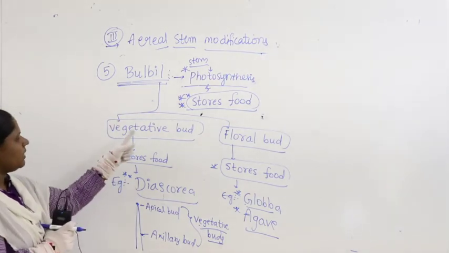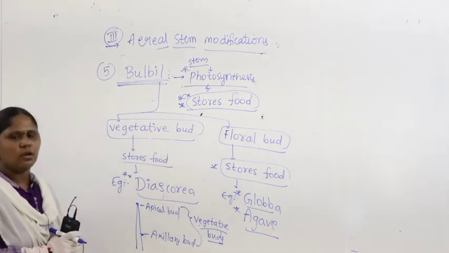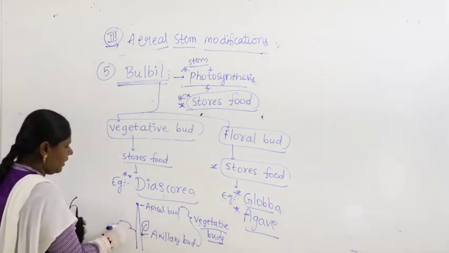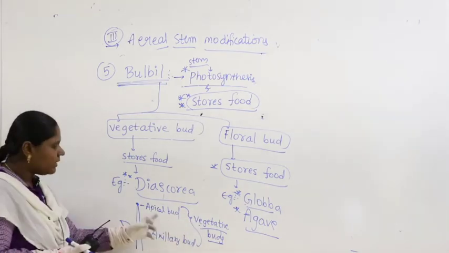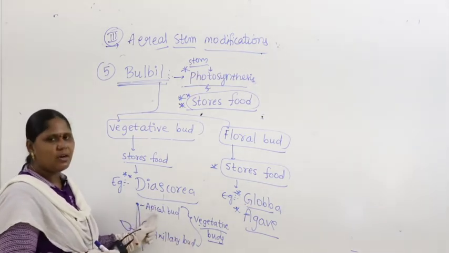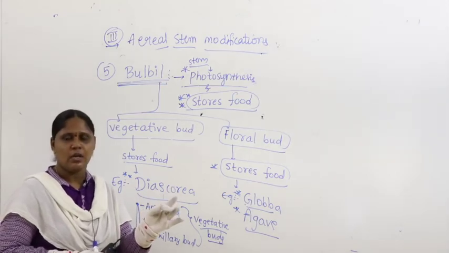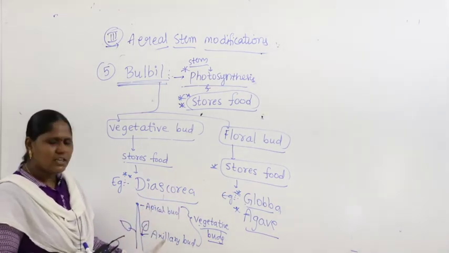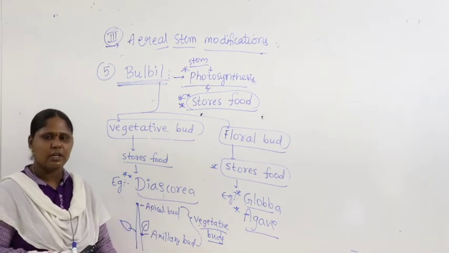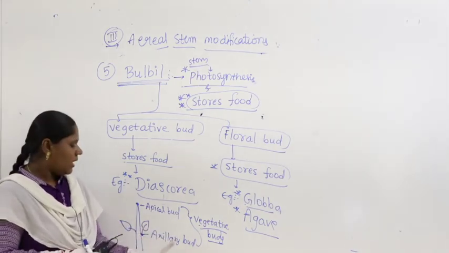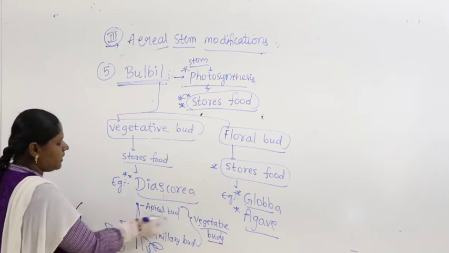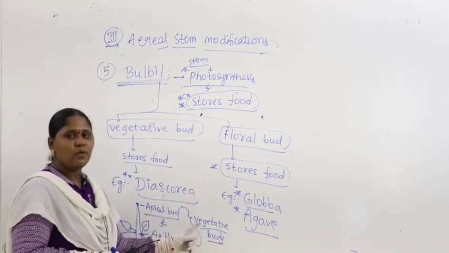Where does it store food? Maybe in some cases, the vegetative bud stores food. What is a vegetative bud first of all? This is the apical bud, and this is the axillary bud. Both are referred to as vegetative buds. Why? The apical bud leads to formation of leaves, branches, flowers and fruits. The axillary bud also forms leaves and branches. So both form vegetative organs, which are stem, branches and leaves. That's why the apical bud and the axillary bud are both called vegetative buds.